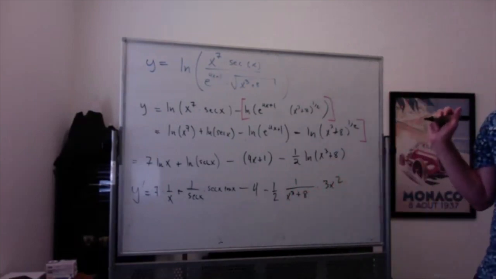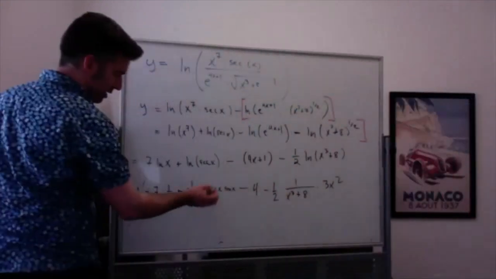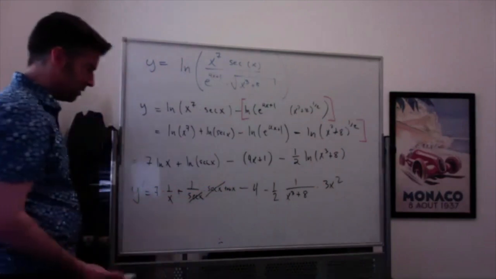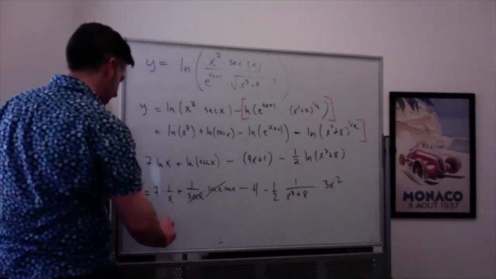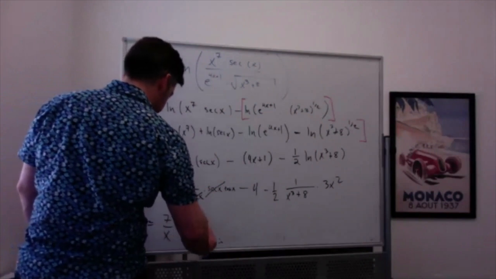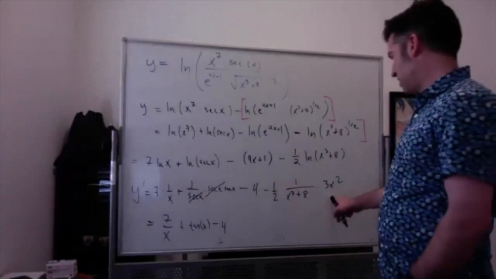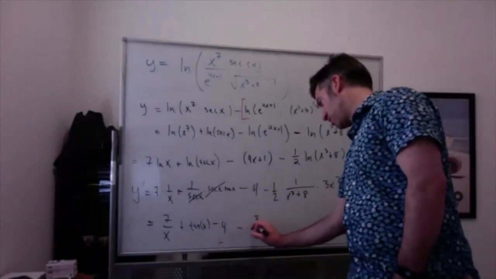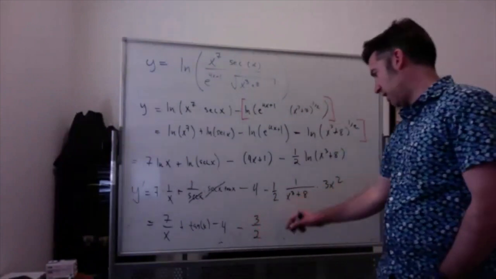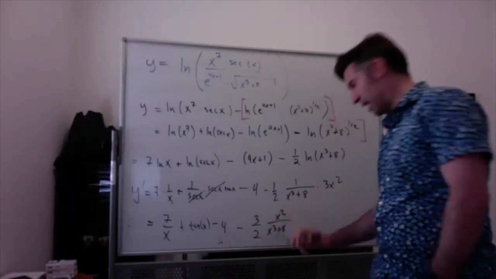And if no one was asking me to simplify, I would probably leave it like this. I might convince myself that I should at least cancel the secants though. So my answer here, if you want to simplify it a tiny bit, is 7 over x plus tangent of x minus 4 minus, I would probably write this last part as 3/2, right? 3 times 1/2, and then x squared over x cubed plus 8. I would probably write it that way.